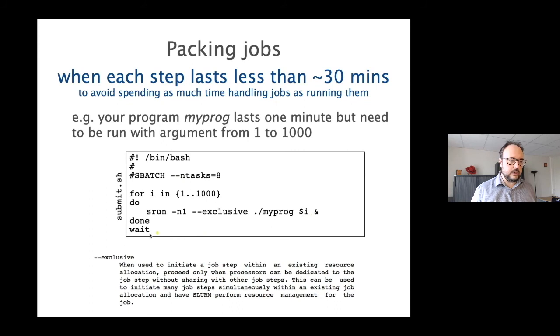One important thing is to use the wait command here to tell bash to wait until all the sruns have finished. Otherwise, as you have put all the sruns in the background, bash will say, okay, job is done, and the bash script will stop, and Slurm will consider that the job has finished. So you need to have the wait here. Again, this is a way to pack multiple small jobs into a larger job of decent size.